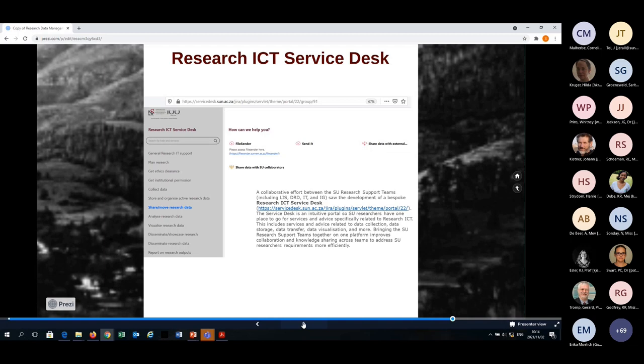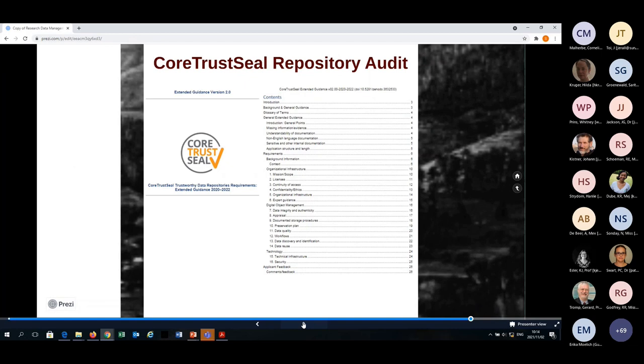The next thing that happened this year was that we conducted a CoreTrustSeal repository audit. This was basically an audit of the SUNScholar data repository. The audit itself commenced last year, and the view is to see if we can get the repository certified as a trustworthy repository. This is basically a badge of quality, and it's not necessarily finalized yet. We just submitted the application in September of this year, but it took several months just to get that prepared and finalized.